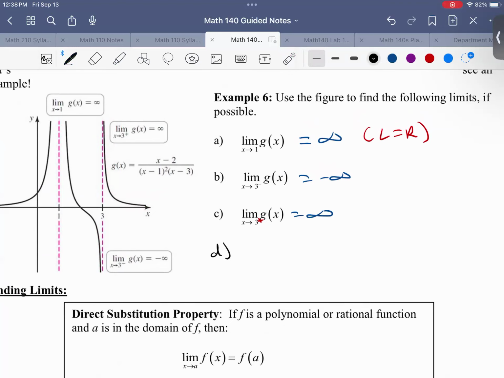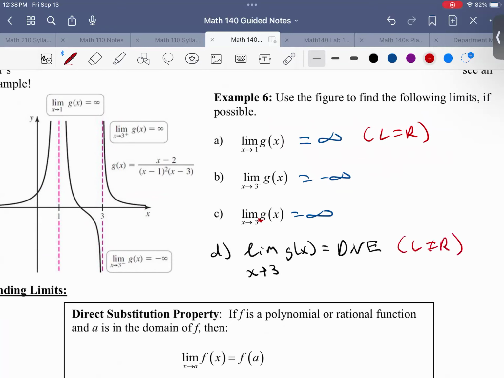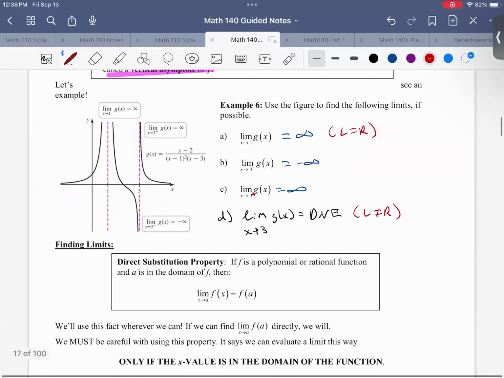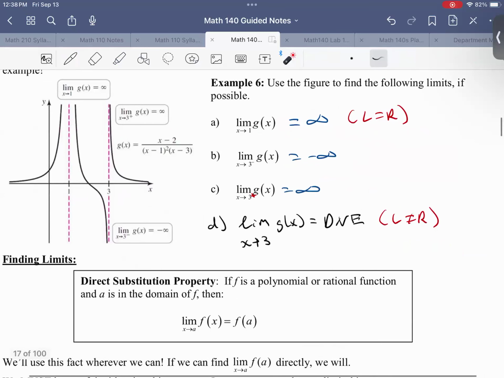So now let me ask a new question. As x approaches 3 altogether, do my left limit and my right limit equal each other? No. One is negative, one is positive. So that means altogether this limit does not exist because left does not equal right. This also tells us that these values, x equals 1 and x equals 3, are vertical asymptotes because we're shooting off to infinities, positive or negative. So that is for vertical asymptotes and shooting off to infinities.